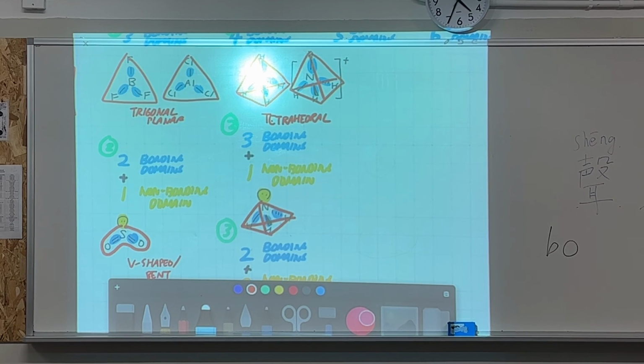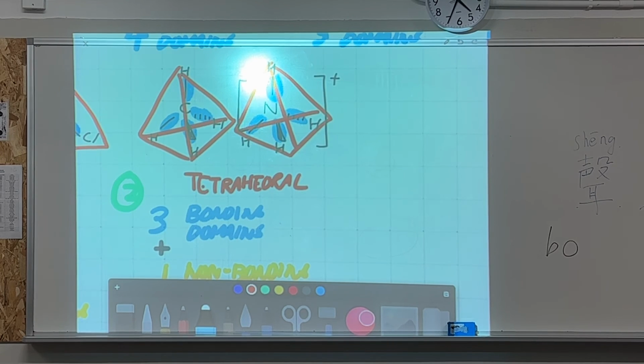I know many students confuse tetrahedral and trigonal pyramidal. Let me tell you, they are not the same. Tetrahedral has all six sides equal. Each of these lines is equal in length.